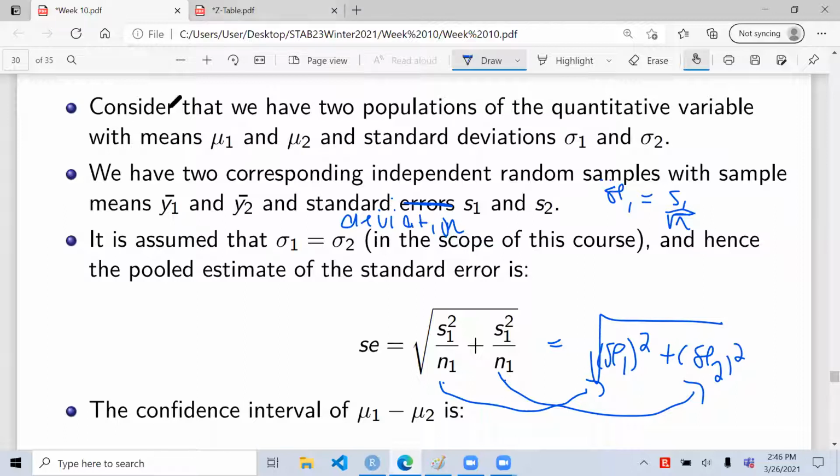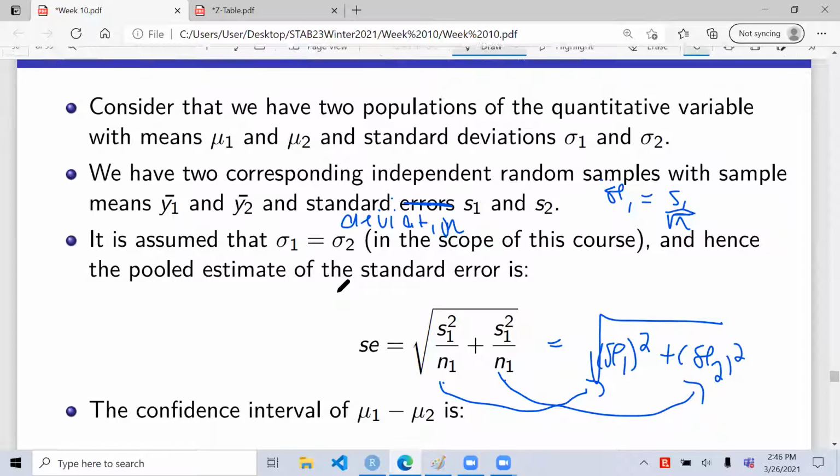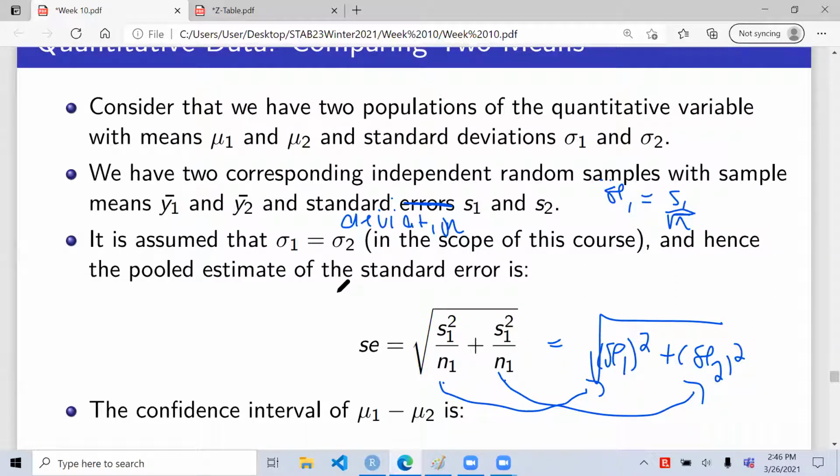I'm going to say that this is not important for you to know per se, but we've assumed that these two things are the same. This is not a trivial assumption. To assume that the sigmas are the same for different groups is not trivial. You don't need to know why I've assumed it in the scope of this course, but it's enough to know that we've assumed that they're the same at this point.